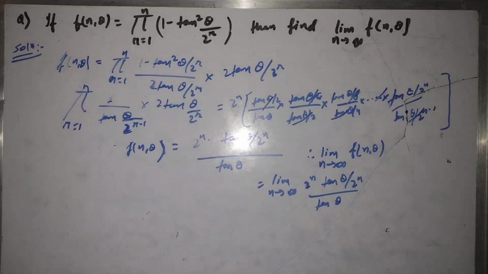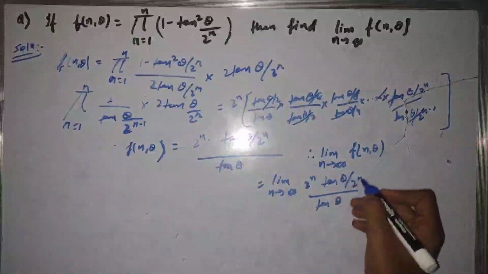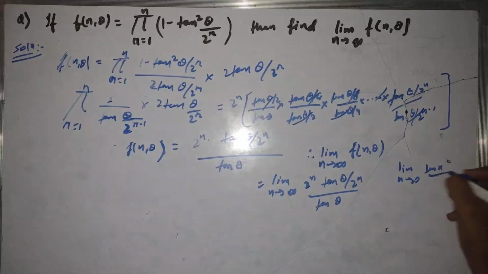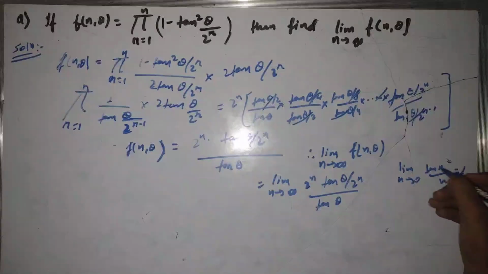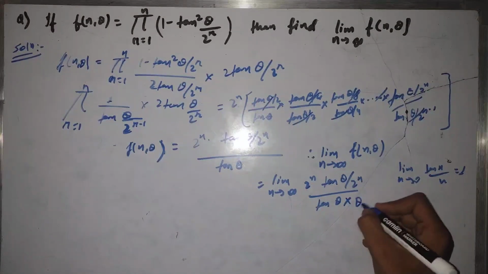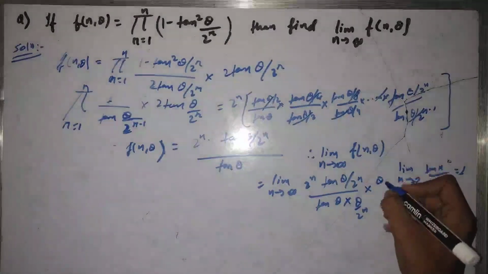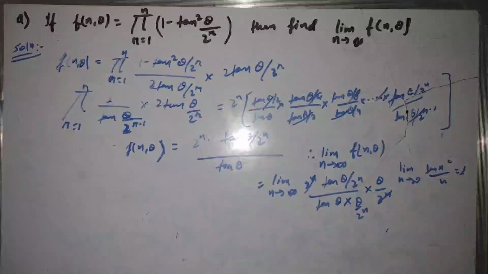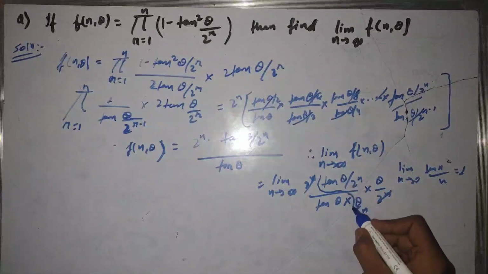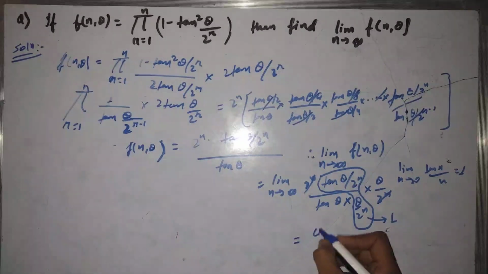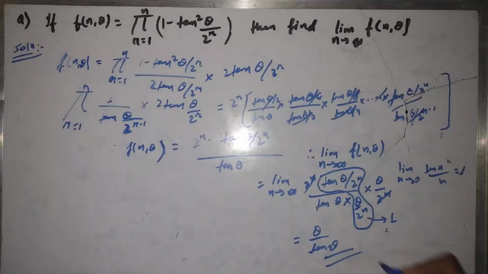What I'm going to do is, we know that theta upon 2 to the power n is tending to 0, and we know the limit as x tends to 0 of tan x upon x equals 1. So we have to create this particular thing in the denominator also. So I'm going to multiply by theta upon 2 to the power n, and because I have multiplied it here, I will multiply it there too, so this will cancel, and this particular limit will tend to 1. So our answer would be theta upon tan theta. So that's the second problem. It's a nice problem, not so difficult, not so easy.